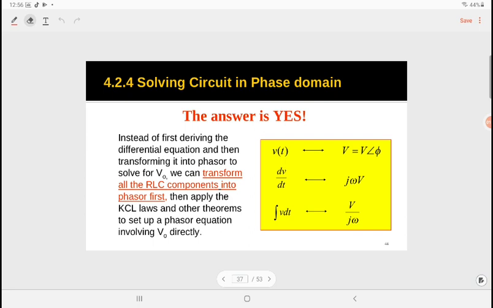So we know that v of t in the time domain can be represented by capital V with the Vm and the phase angle, and then dv over dt can be represented by j omega V, and if you have an integration part, you can represent it with V divided by j omega, something like that.